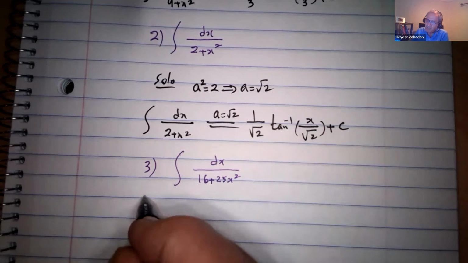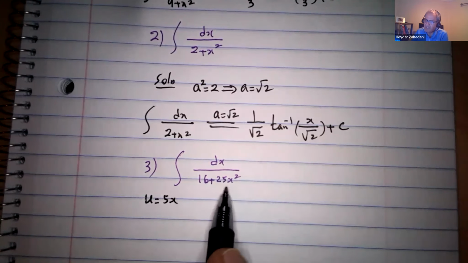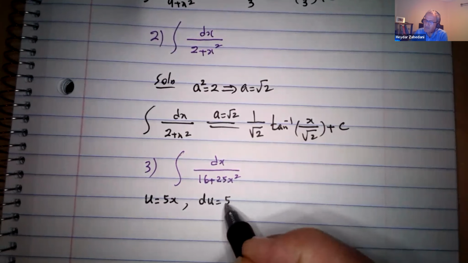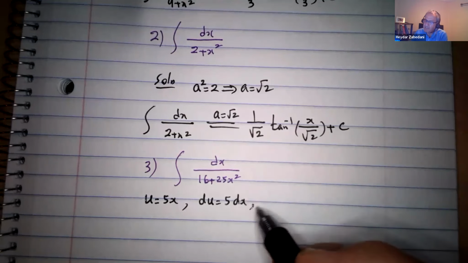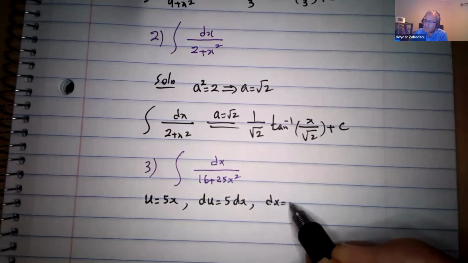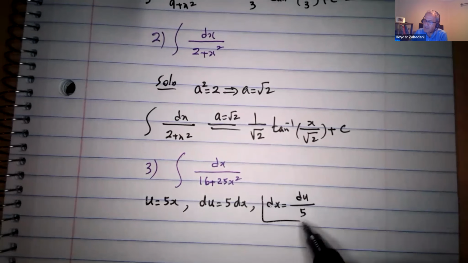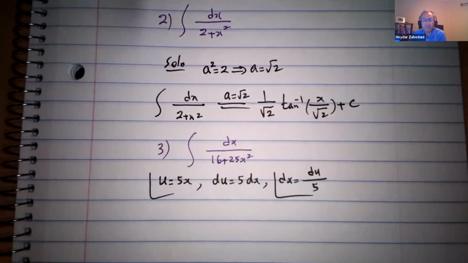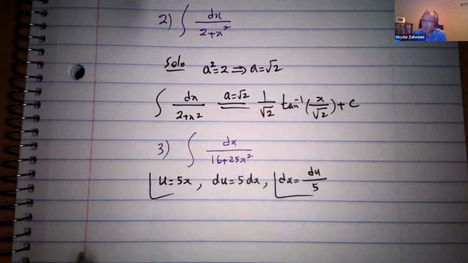So there you are. You take your u to be 5x because that's a u squared. Then you do the substitution method. du is 5 dx. You have to find the dx, so dx would be du over 5. Substitute. Remember what's your target? Your target is you'd like this one to be 16 plus u squared.